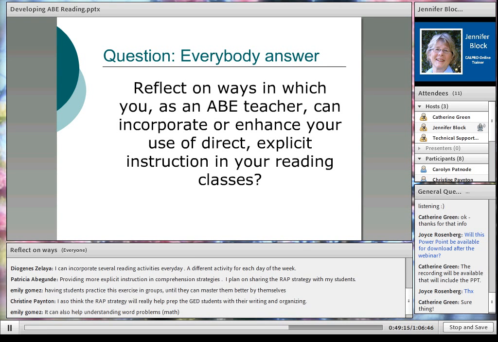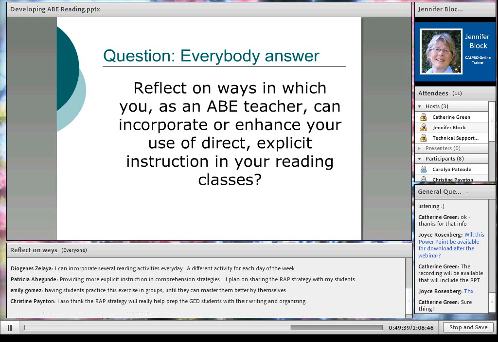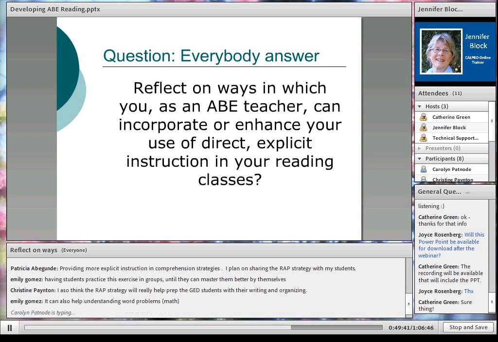Good point, Emily. I think math problems are a very good example of how students can ask themselves questions to understand them better. Gives them something concrete, and they know they have to help monitor their own comprehension.